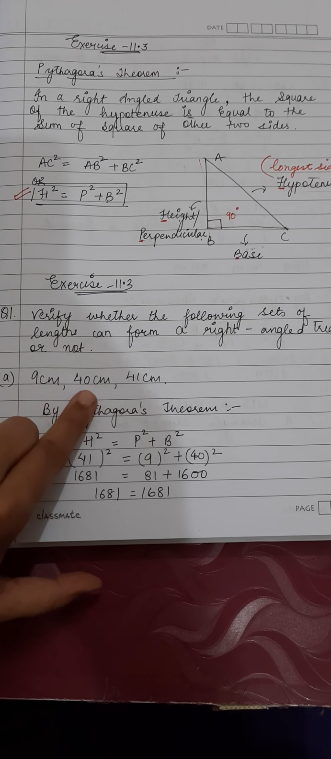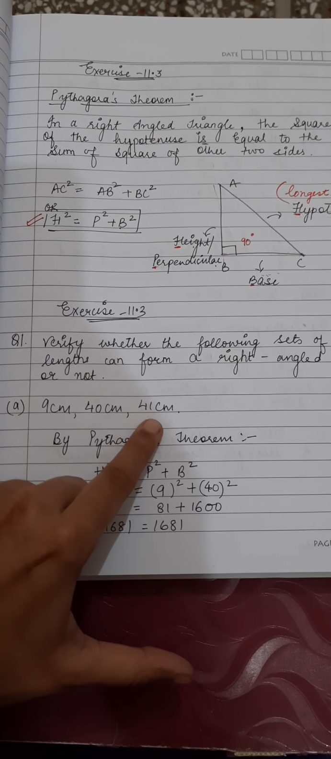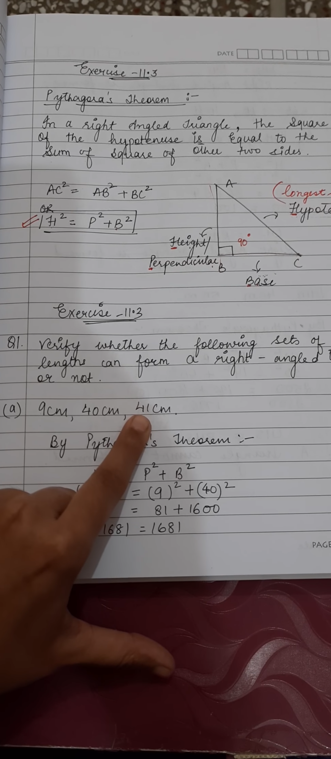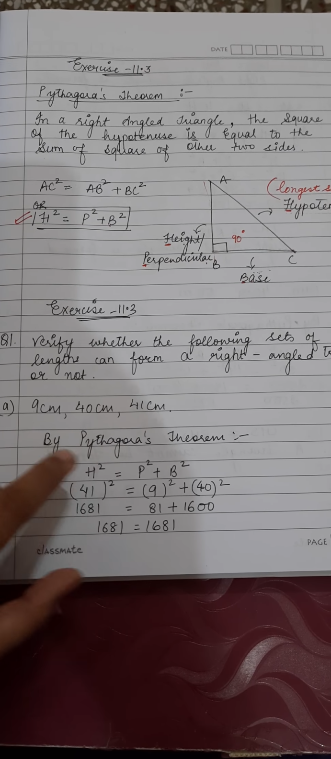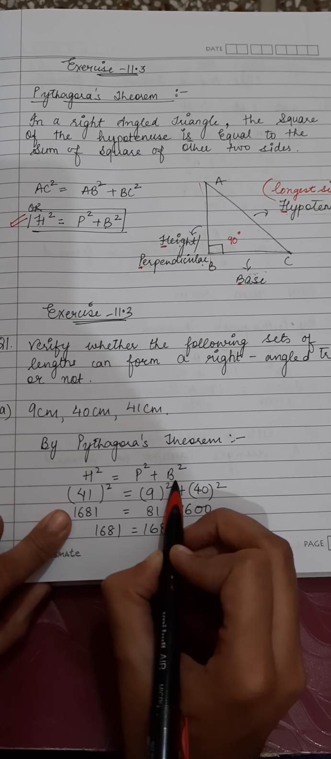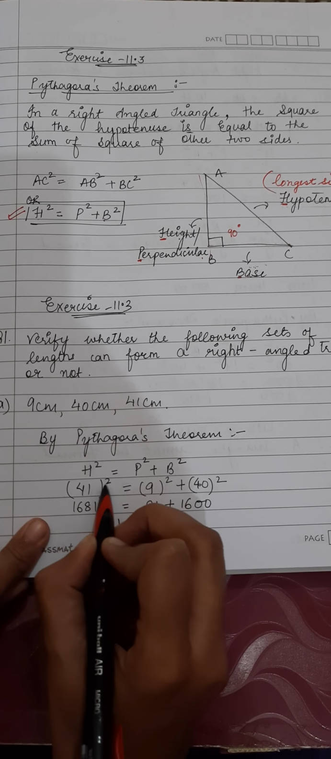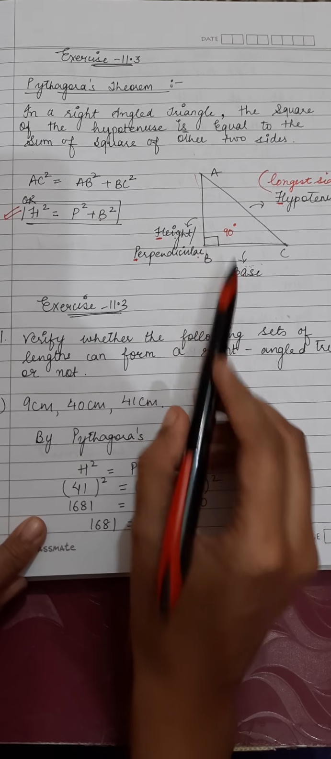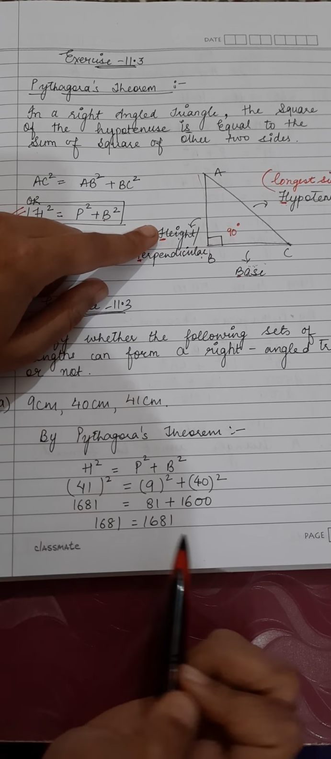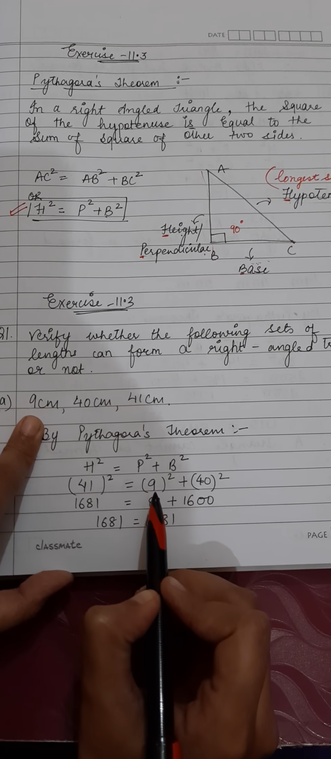It is 9 centimeters, 40 centimeters and 41 centimeters. Now out of these three lengths, 41 is the biggest. So this is the hypotenuse. Now we are going to apply the Pythagoras theorem here. Hypotenuse square is equal to perpendicular square plus base square. Hypotenuse means the longest side. You are going to take 41 and take the square of it. Now out of perpendicular or base, you can take any of the remaining two sides. You can take perpendicular as 9 or you can take perpendicular as 40. It will not make any difference.